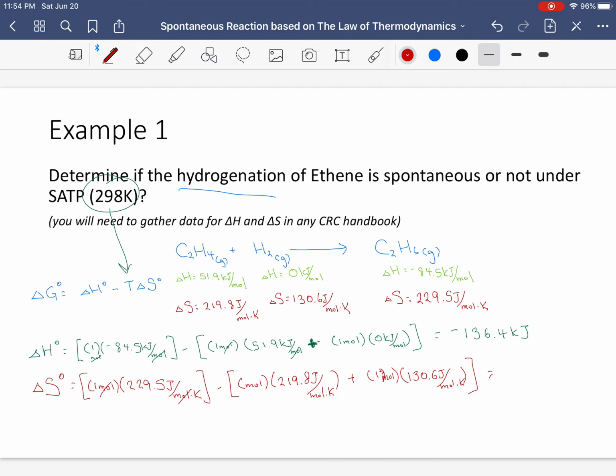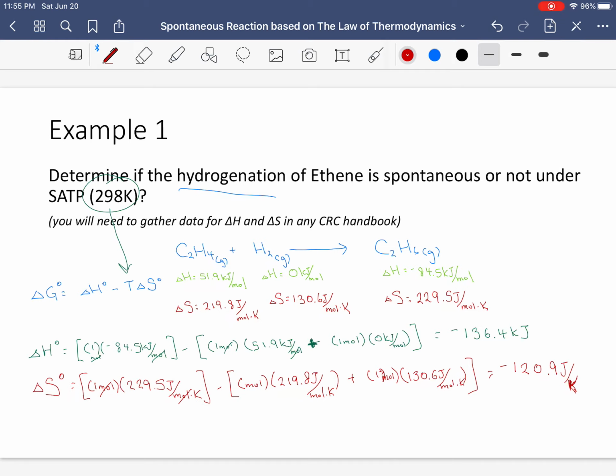There you go. Let's hope I actually set this up correctly, or else I'm going to be making a fool out of myself again. All right, let me punch this into my calculator, and I should get a negative number. All right, I got negative 120.9 joules per mole per Kelvin.